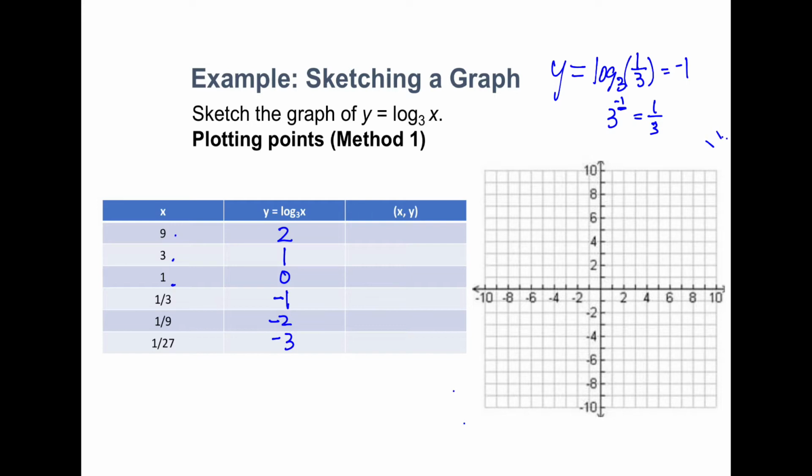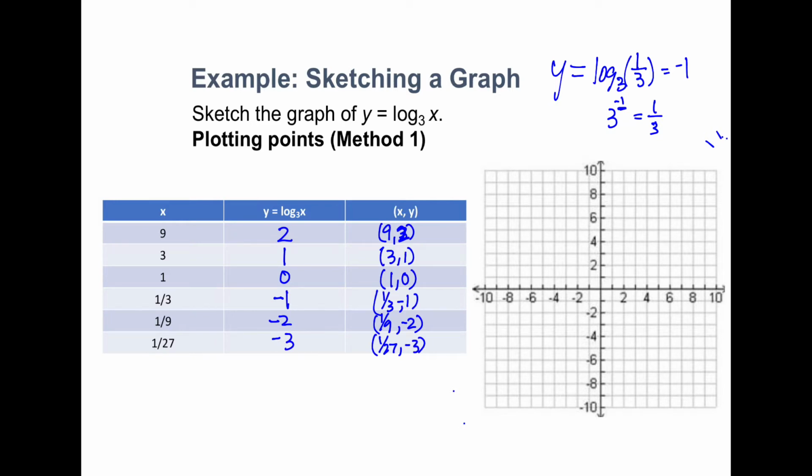So it's the same outputs that we had before, except they're negative once we start getting into the fractions. In fact, whenever you're taking the log of some sort of fraction, the log outcome should be negative. All right. So (9, 2) is one of my points. (3, 1) is one of my ordered pairs. (1, 0), (1/3, -1), (1/9, -2), and (1/27, -3).